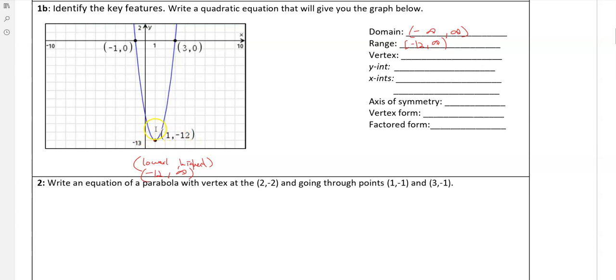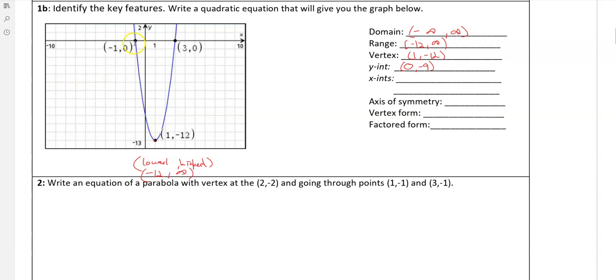All right. My vertex is down here at the tip. It's 1, negative 12. They give it to us. So 1, negative 12 is the vertex. My y-intercept, I can see it right here. It's 1, 2, 3, 4, 5, 6, 7, 8, 9. It's negative 9. So my y-intercept is 0, comma, negative 9. You had to count it to find it.